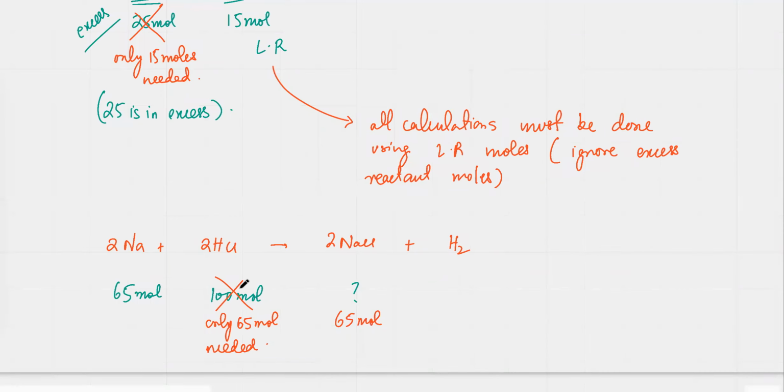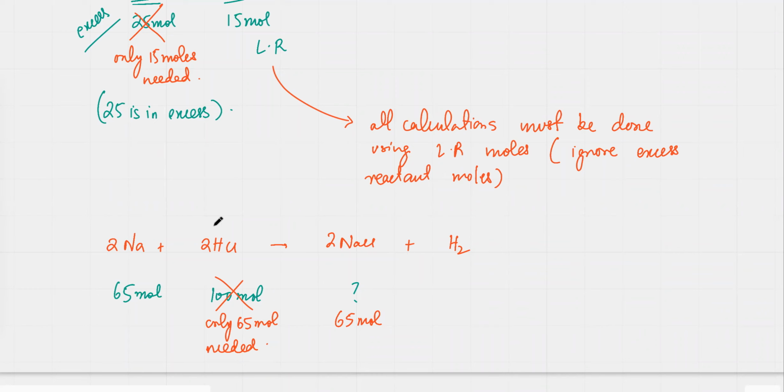Now the next thing is, sir, I have a question. Yes. Sir, because the ratio is 1:1, is that why we only use 65? For example, if it was 1:2, then would 65 be multiplied by 2? That's the second part. I'm coming to it. Is this clear? 1:1 thing. Yes, sir. I'm going to discuss your question now.